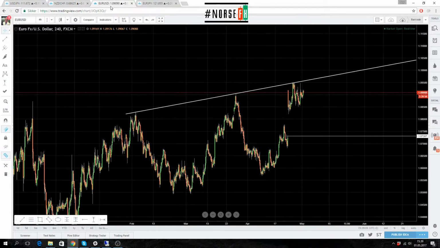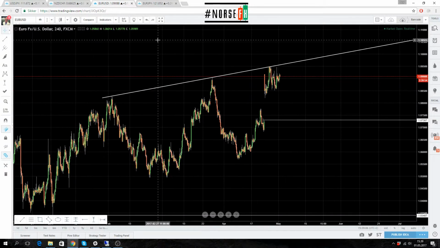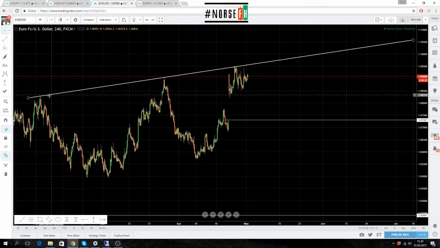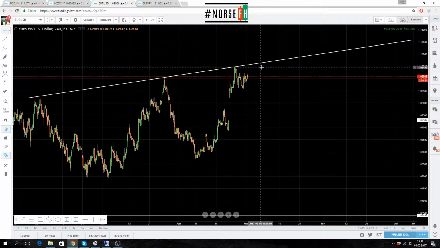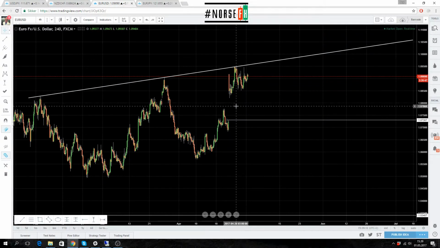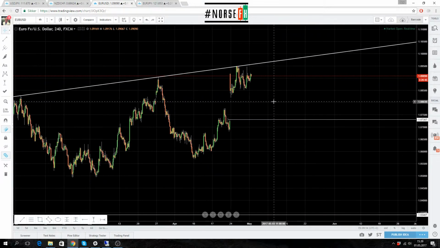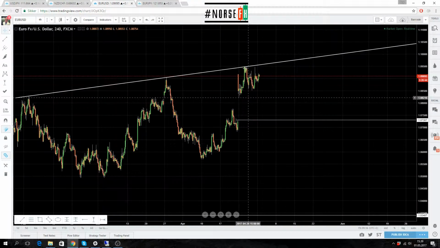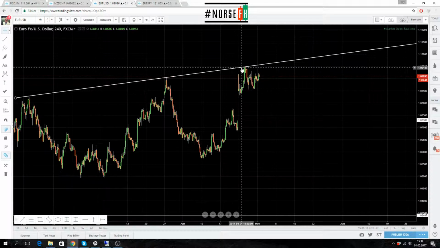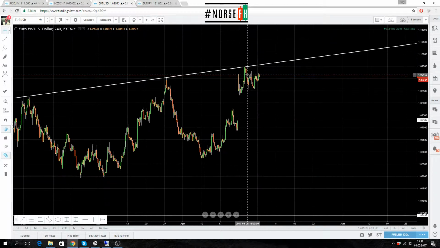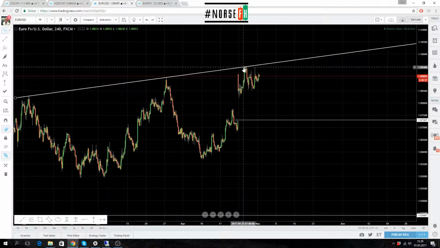Next pair up is the euro dollar. This is the 4-hour chart. We have 3 touches of a trend line right here, and we have this gap still open. The only thing that concerns me with the euro dollar at the moment is that we have a very nice and clean double top.